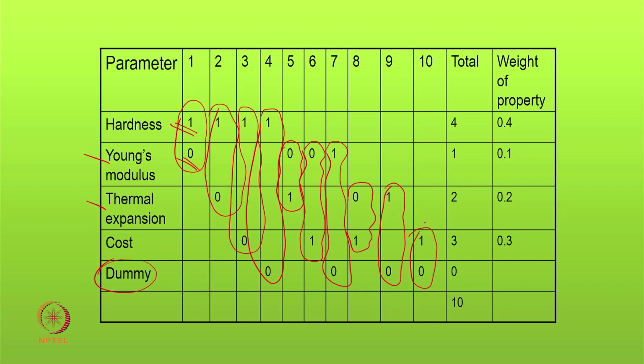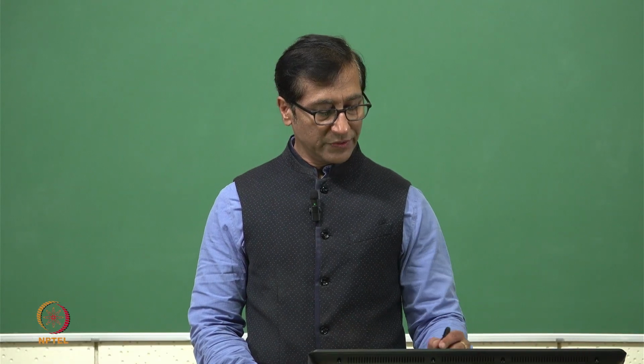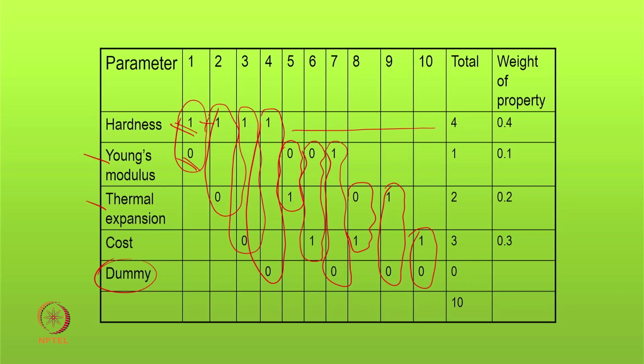So this is what we do in this manner, and then we get an overall summation. In this column, 1 plus 1 plus 1 plus 1 makes 4. That's why the 4 has been given here. Young's modulus: 0 plus 0 plus 0 plus 1, it has been given 1. Thermal expansion: 0 plus 1 plus 0 plus 1, it has been given 2. Coming to the cost, 0 plus 1 plus 1 plus 1, it has been 3. We sum up and normalize. 4 divided by 10 comes to 0.4, 1 divided by 10 comes to 0.1, 2 divided by 10 is 0.2, and 0.3. So these are the relative weightages given to the properties.